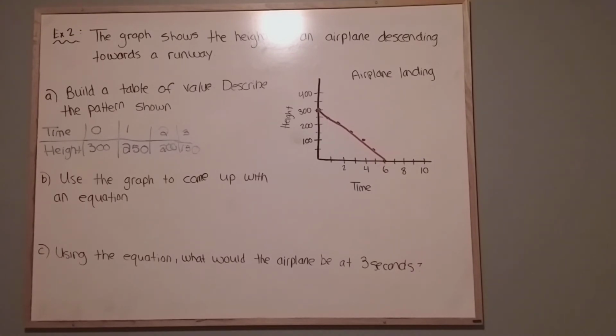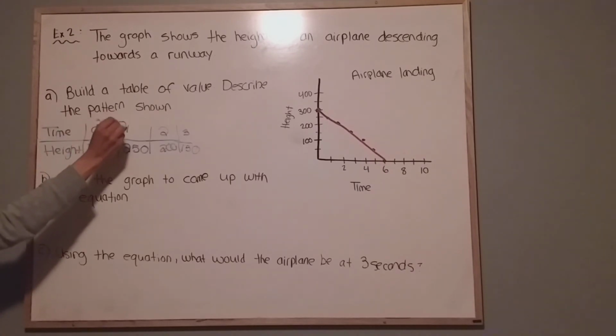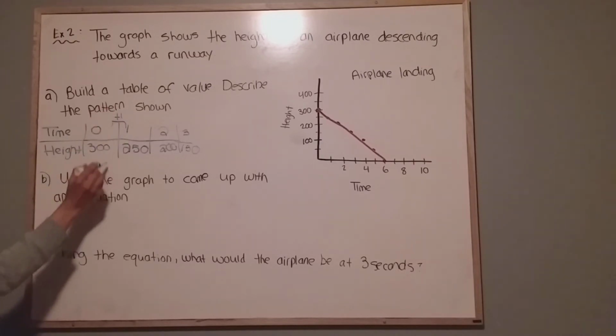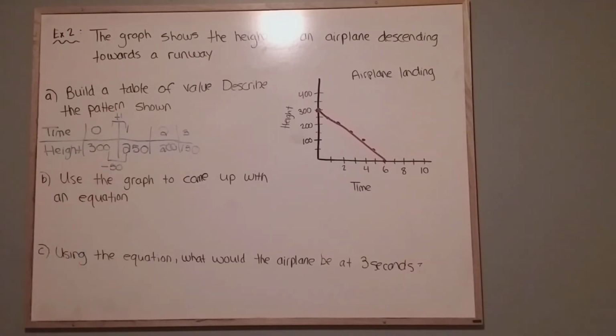So if we look at the pattern, from 0 to 1, I'm adding 1. From 300 to 250, I'm losing 50. So if I have to describe this pattern, I would say in 1 second, the plane descends 50 meters. So every second, the plane is descending by 50 meters. That's A.